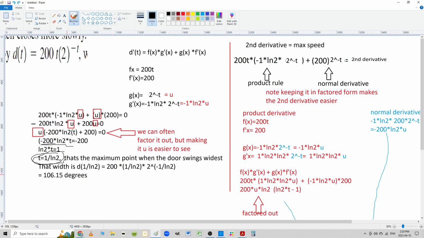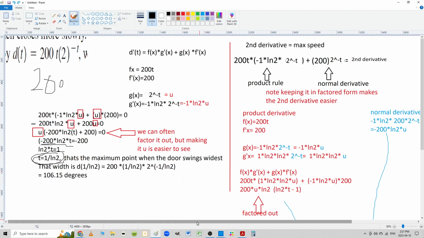And we discover that this is the time that the door swings the widest. And if I put that time into the original formula, wherever I see t, I get 106.15 degrees, because the measurement is in degrees. So it's past 90 degrees. There's the door, and it's going to swing shut.